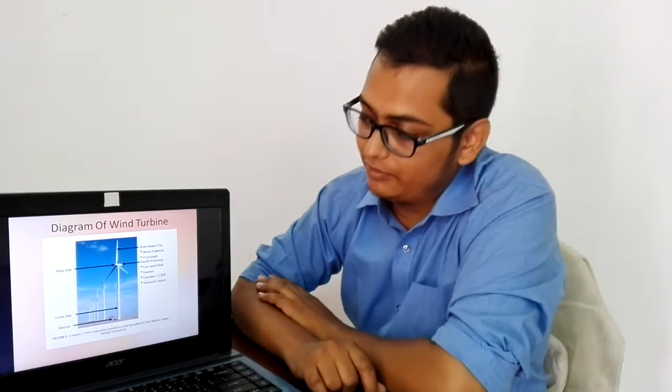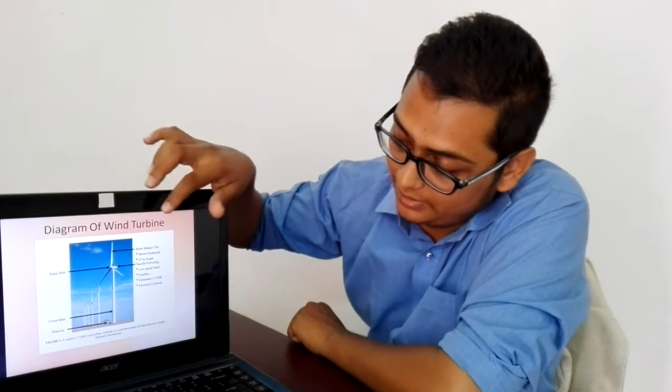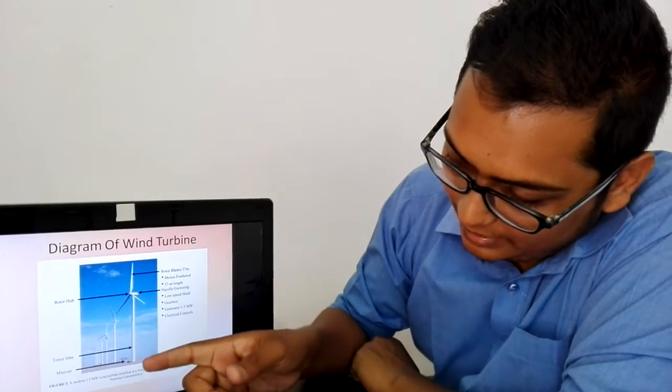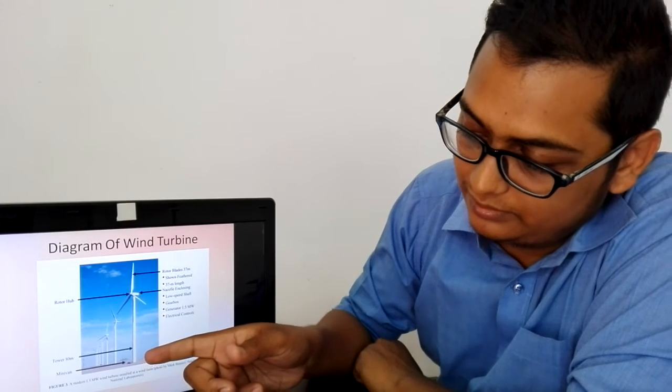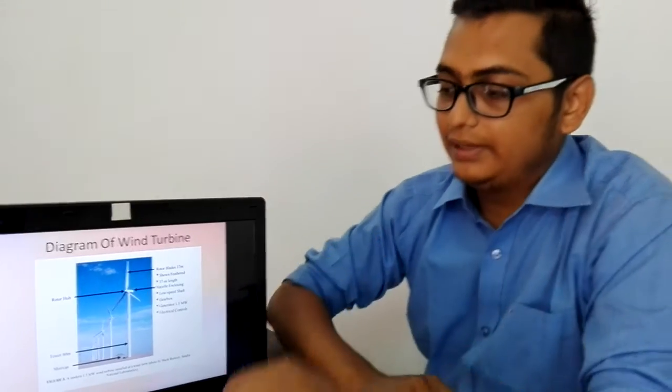This is the diagram of a wind turbine. As you can see the size of the blade compared to the size of the tower, and this is the size of a minivan compared to the tower. This is very small, so you can get an idea of how large a wind turbine might be.